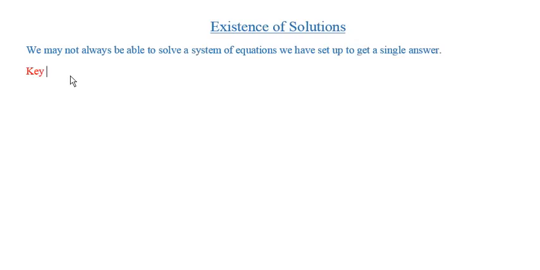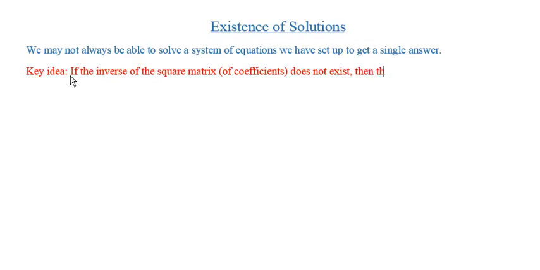So here our key idea is that if the inverse of the square matrix, the one that you've set up using the coefficients, the square matrix of coefficients, does not exist, then there is no unique solution to this system of equations.